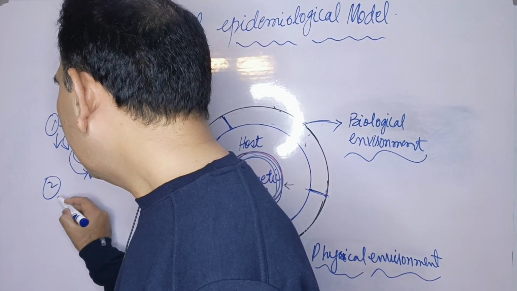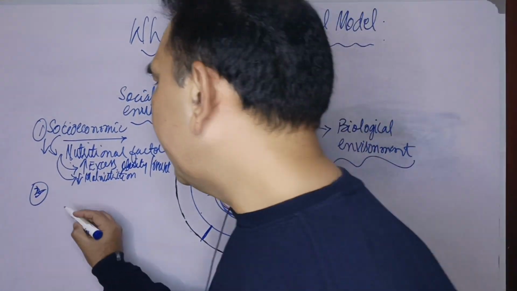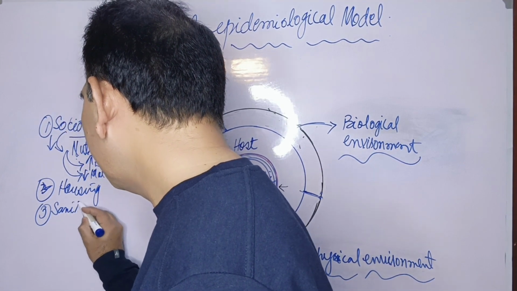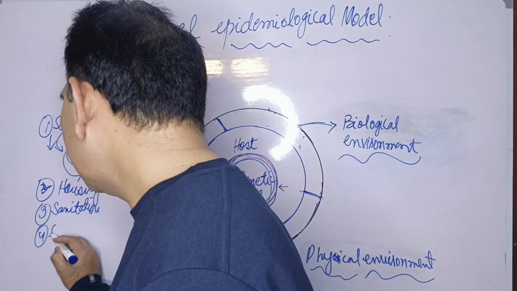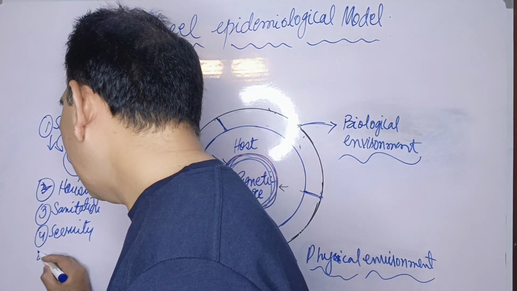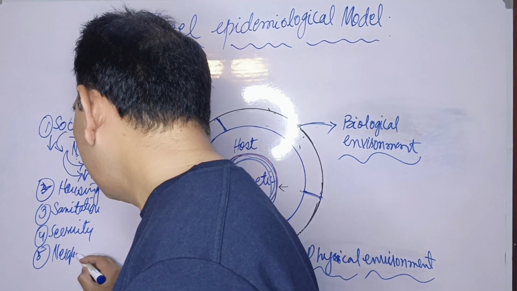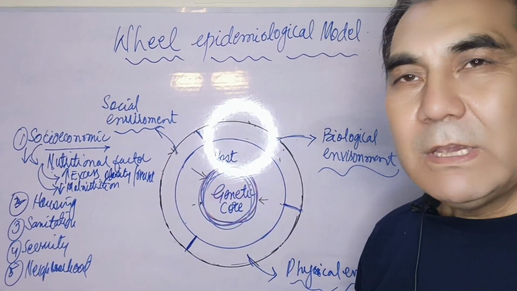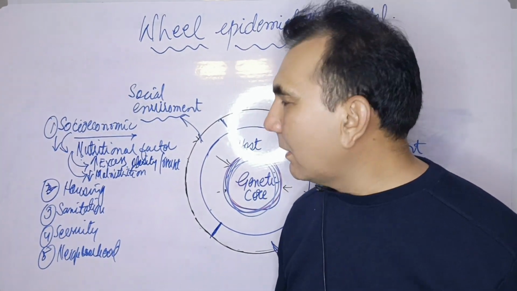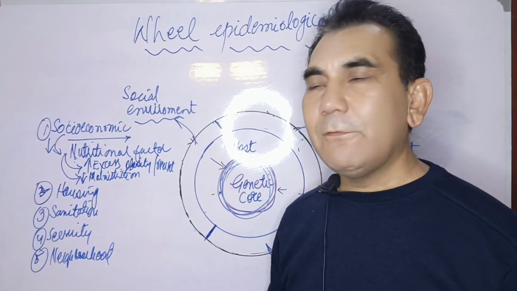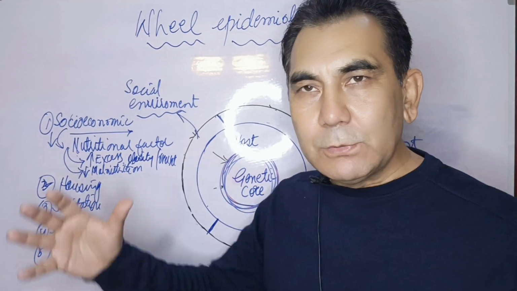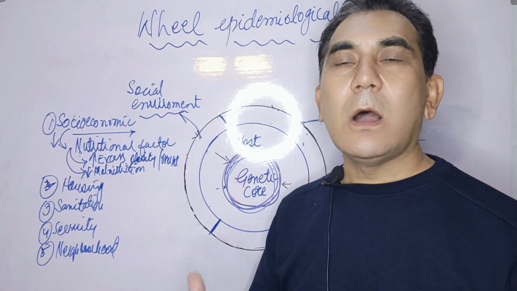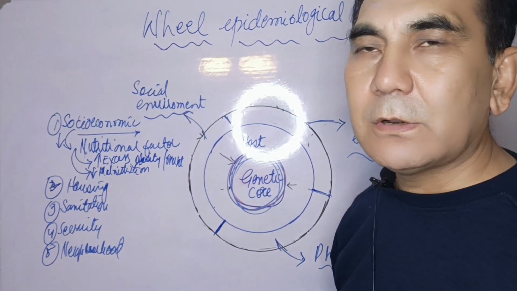And the second social environment factor is housing, the third one is sanitation, four is security, and the neighborhood. If you are living in a good house, in a huge house, definitely it will affect the quality of life of that particular family or particular community, which is living in a very good and hygienic housing society or house environment. So it is again a factor of the social environment.